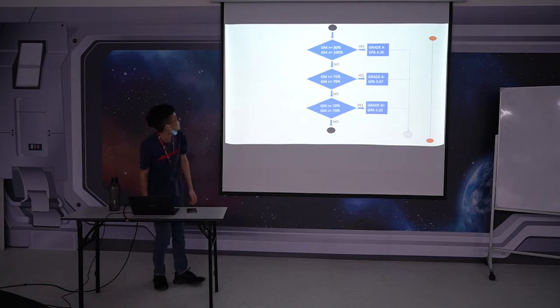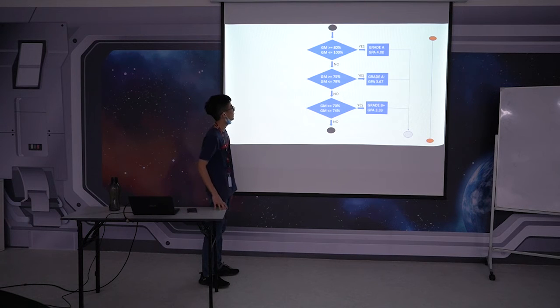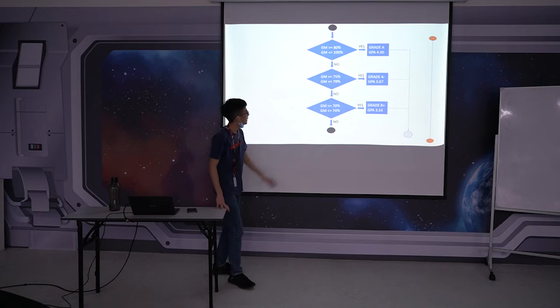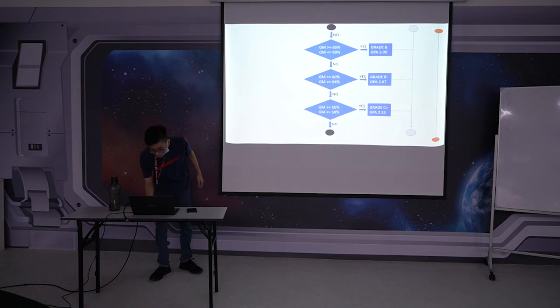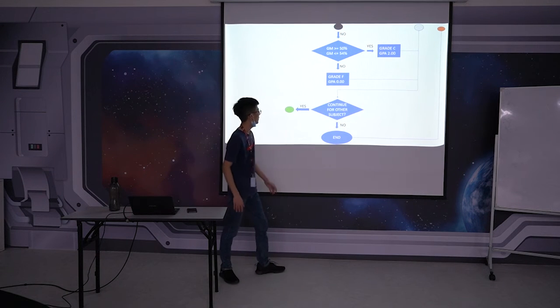The first one, it will filter whether the GM is within the range of 80 to 100 or not. If yes, it will output the grading mark, grade A, and also the GPA to the user. And then it will connect to this line. This line connects to asking the user whether they want to continue for another subject or not.